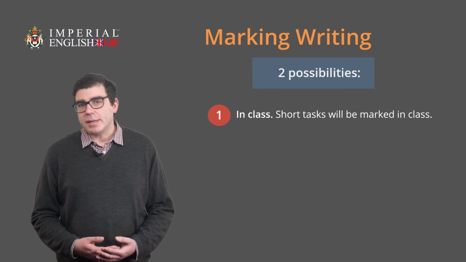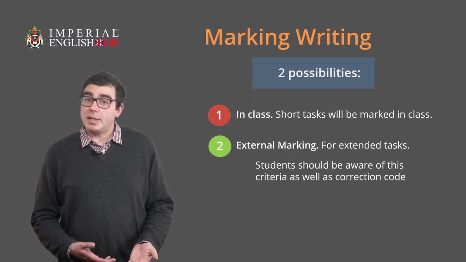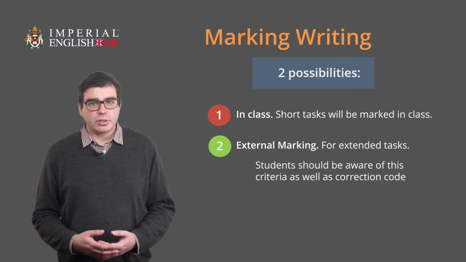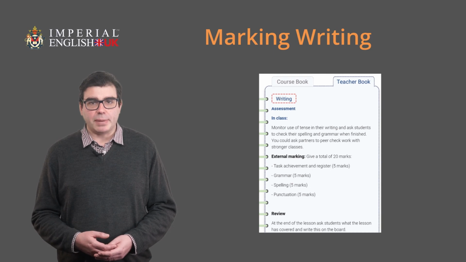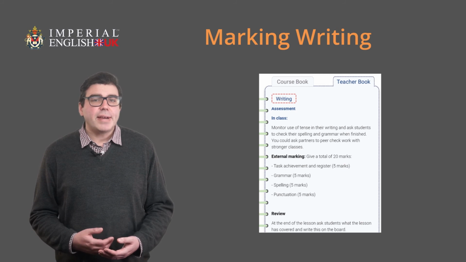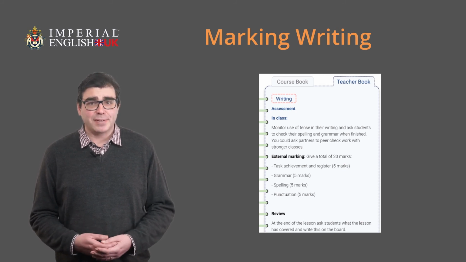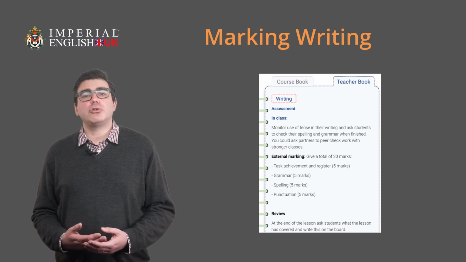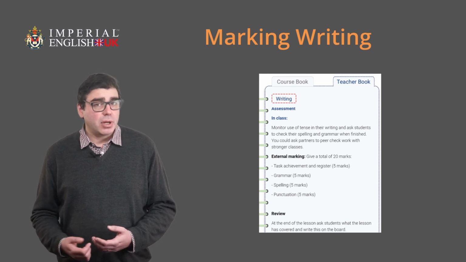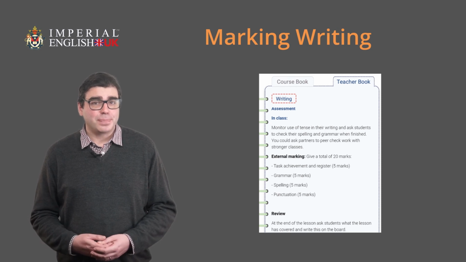For longer writing tasks that involve more student personalization, the teacher will mark these externally, outside of class. The teacher's book has guidance on what to consistently consider when marking. You can see this on the slide. The criteria is a general outline of things to always consider, no matter what the task. But you should also remember to draw on the criteria from the EDA, things like task completion, vocabulary and grammar range, or accuracy and cohesion.